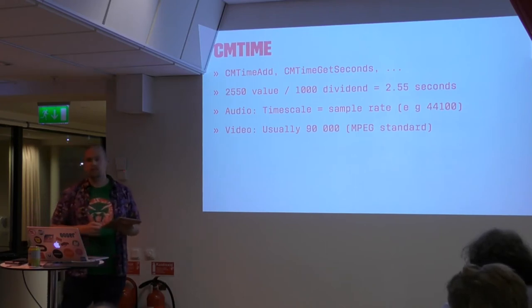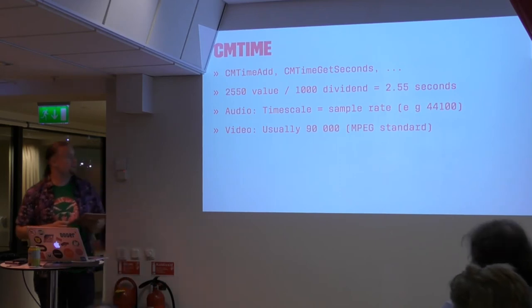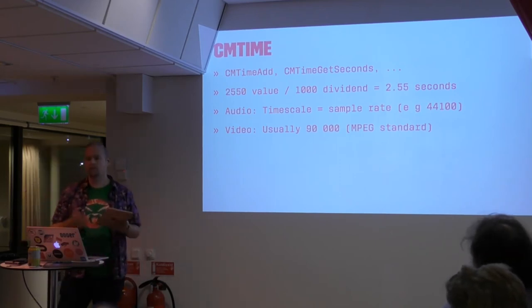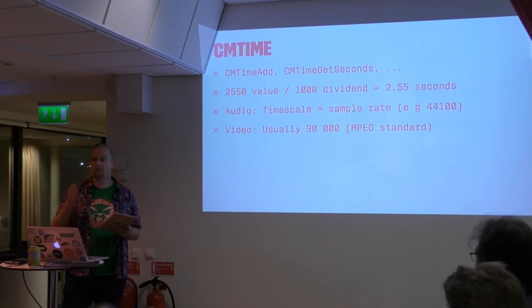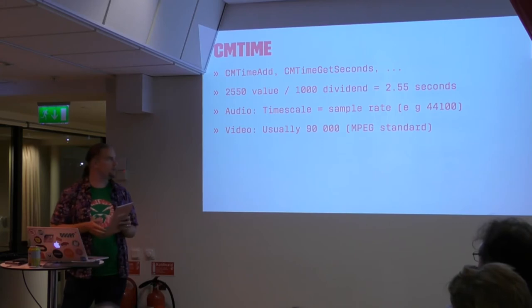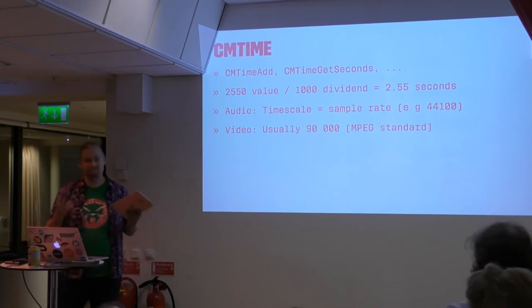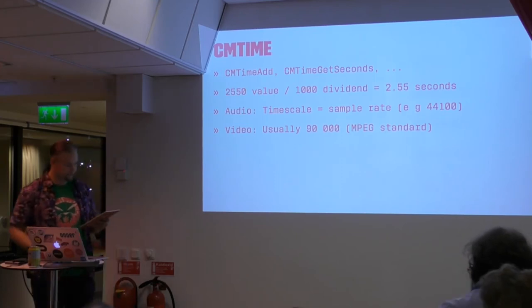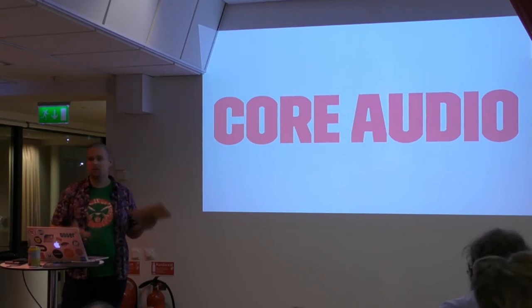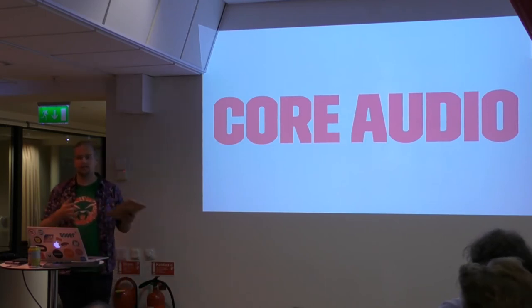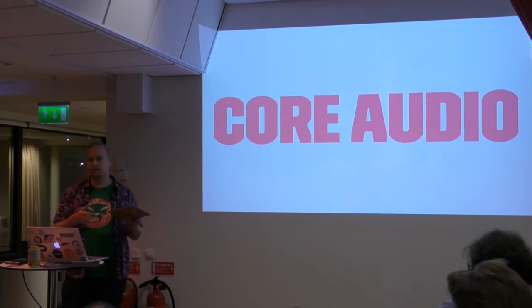Yeah, for audio, the time scale is usually your sample rate, like 44,100. And for video, it uses 90,000, which I found out recently is because that's a number that you can divide most common frame rates by. So most common video frame rates can be described with an integer in that time scale. Thought that was pretty cool. MPEG uses it. So now that we know what CMTime, CMSampleBuffer, and CMBlockBuffer are, we've got the basics for being able to store and transfer media.